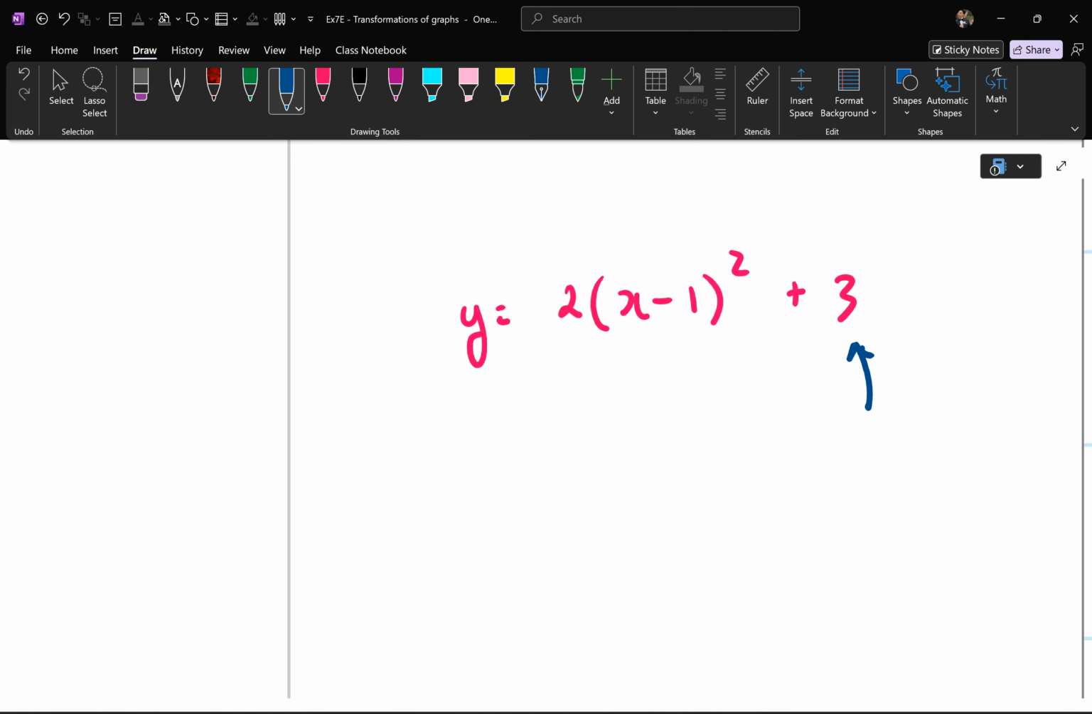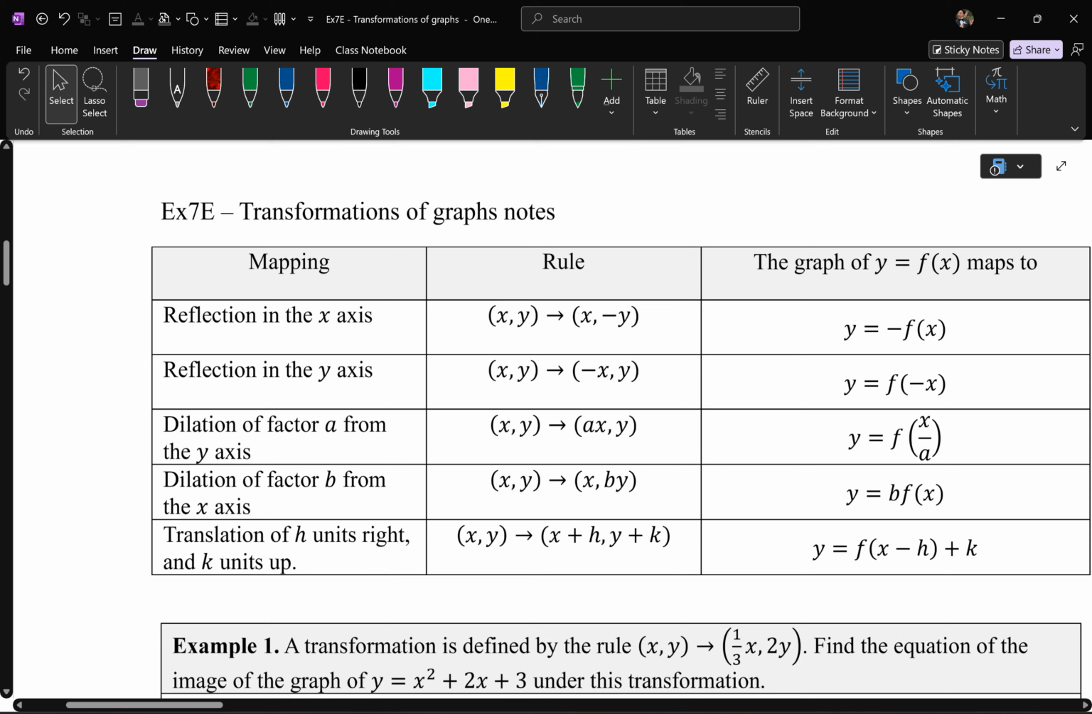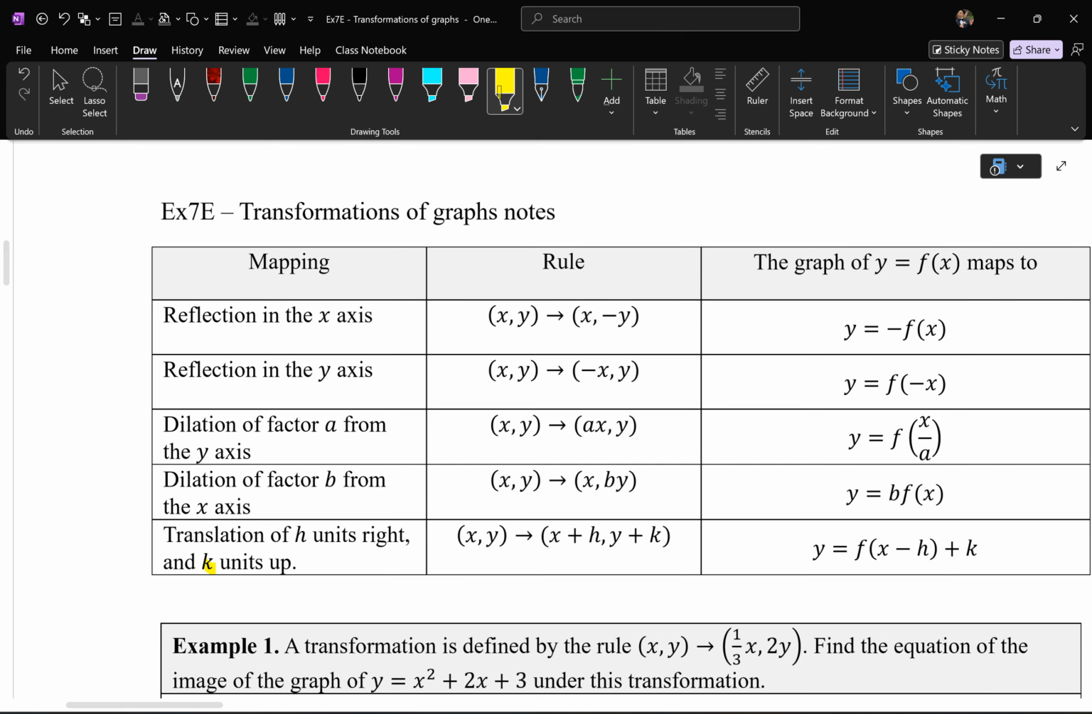So I'm not doing the mapping notation I taught you previously. You can do it and get the answer, but this is called by inspection because after a while you do pick up on certain patterns. So that plus 3, you said up 3. Now notice in the function notation, it's actually very similar. When I say translation of k units up, which is over here, so I'm going to highlight it, k units up. Notice that plus k is exactly the same.